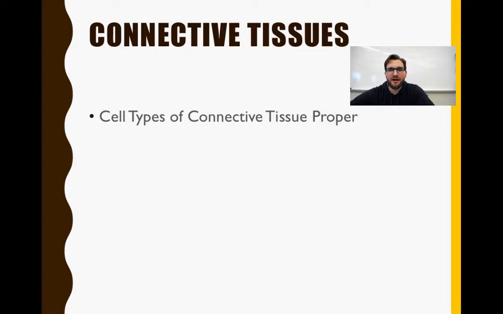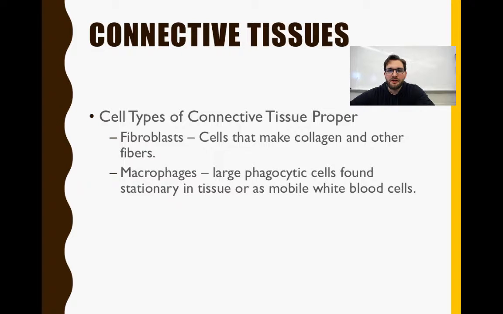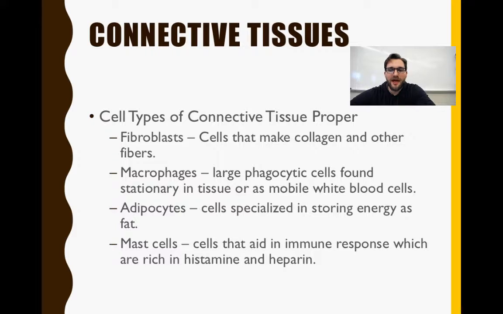There are four main types of cells that are found in the connective tissue proper. The first are the fibroblasts. They are the cells that make up collagen and other fibers. The macrophages are large phagocytic cells that are found stationary in tissue or as mobile white blood cells. Adipocytes are cells that are specialized in storing energy, specifically in the form of fat. And mast cells are cells that aid in immune response, especially when the release of histamine is needed, like during allergic reactions.